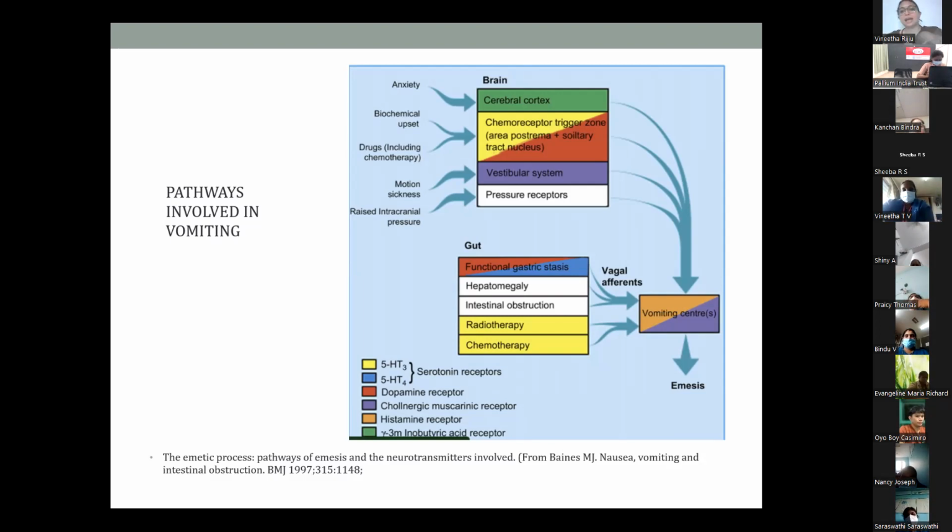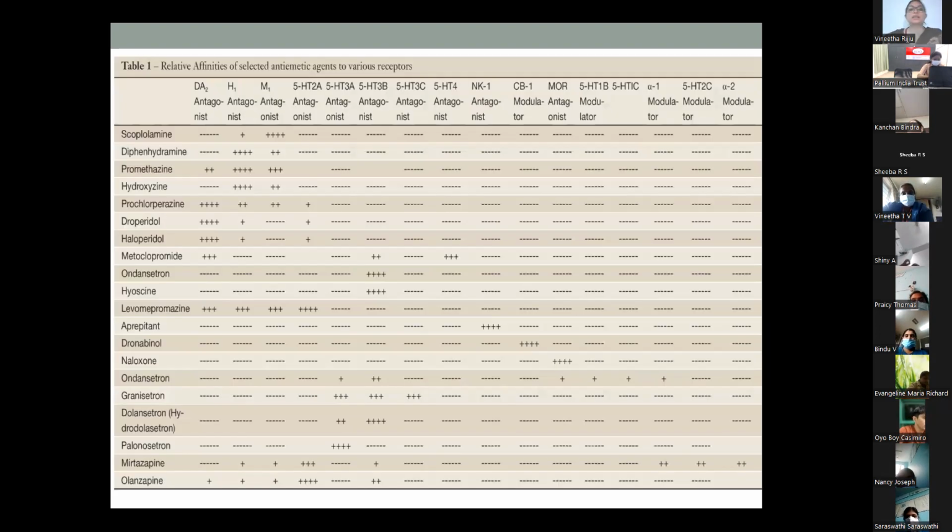Okay. And the colors over here represent the receptors involved. So you can see 5-HT3 receptors, serotonin receptors, dopamine receptors, cholinergic receptors. This is not for you to get scared. This chart just tells you how it basically works. There is a reason and a pathway for every vomiting to happen, and you choose your drugs according to that. You understand which receptor is involved here.